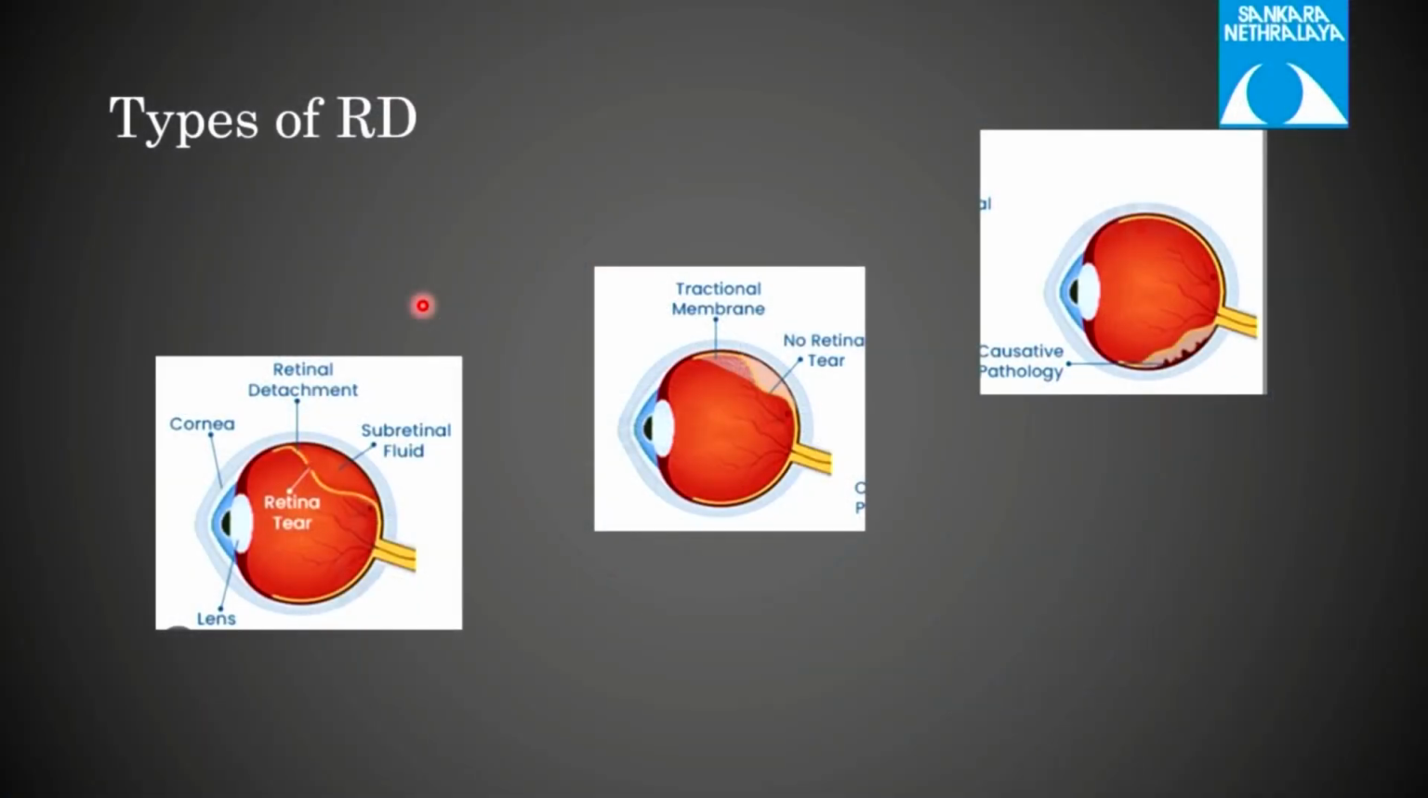Then we'll go into types of RD. The first one is rhegmatogenous retinal detachment. Here you can see there is a retinal detachment and there is a presence of a break. The second one, you can see there is a tractional membrane which is pulling the retina, resulting in the retinal detachment. This is tractional retinal detachment. And here there is some underlying pathology in the choroid, which results in the retinal detachment. This is an exudative retinal detachment.